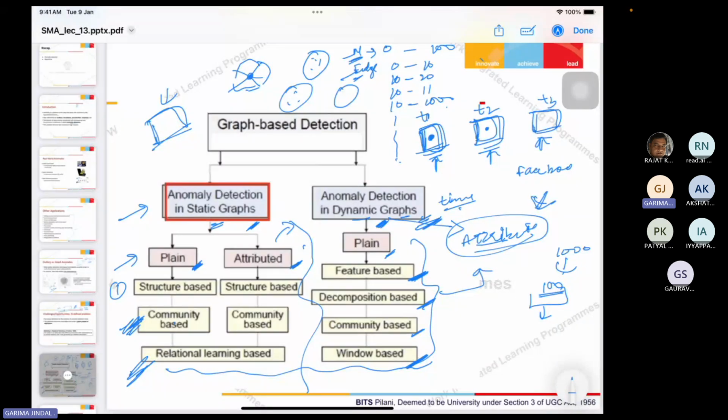So in the dynamic graphs, you can consider window based, community based, decomposition based, or feature based. These are the different sets of algorithms we can have. Now again, you need to consider that there is no specific definition of anomaly.